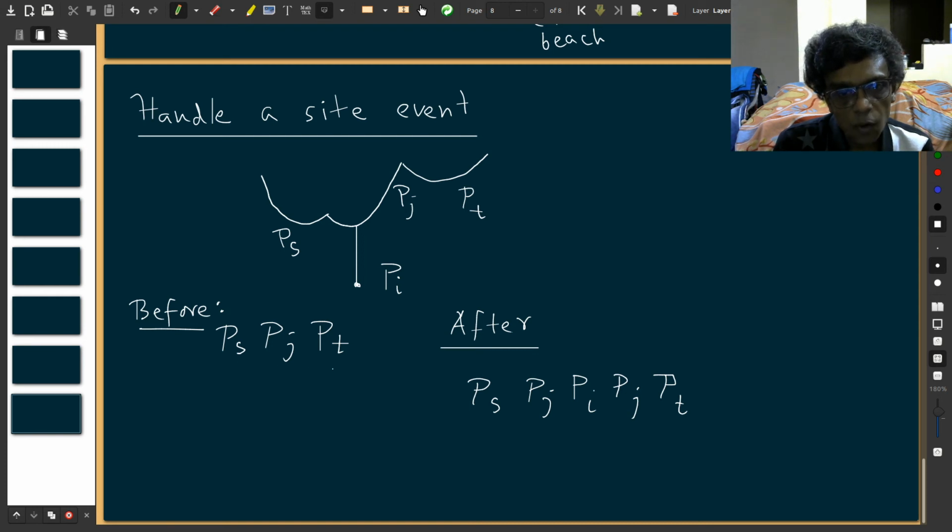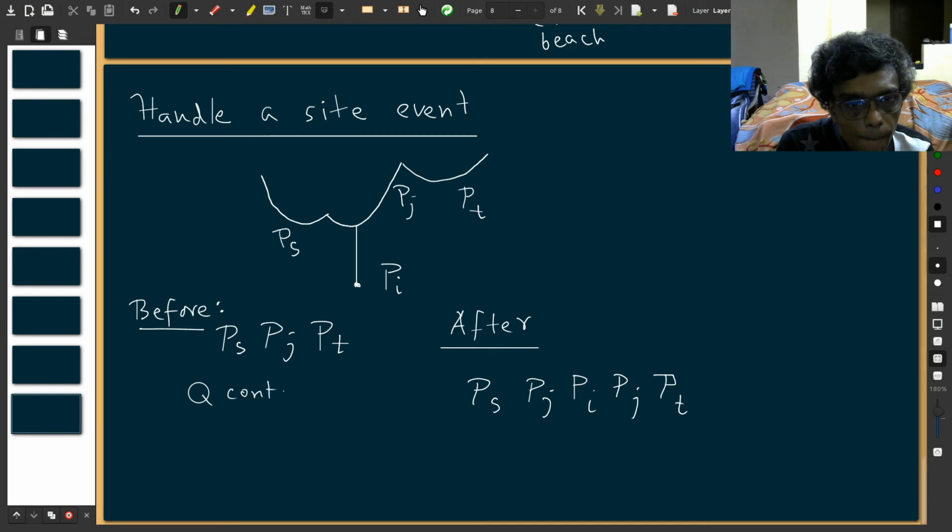Earlier these 3 points were adjacent. These 3 arcs were adjacent. So Q contained the circle event for this triple.